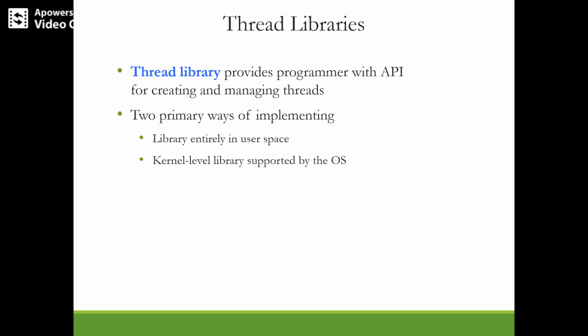There are two ways of implementing such thread libraries. The libraries may be implemented entirely in the user space, or in a kernel-level library space which is supported by the operating system. We can have many such libraries, like Java threads, or pthreads, which are POSIX threads following the POSIX standard, or Windows threads or Linux threads. Currently, let's discuss pthreads and Java threads, which are more familiar.